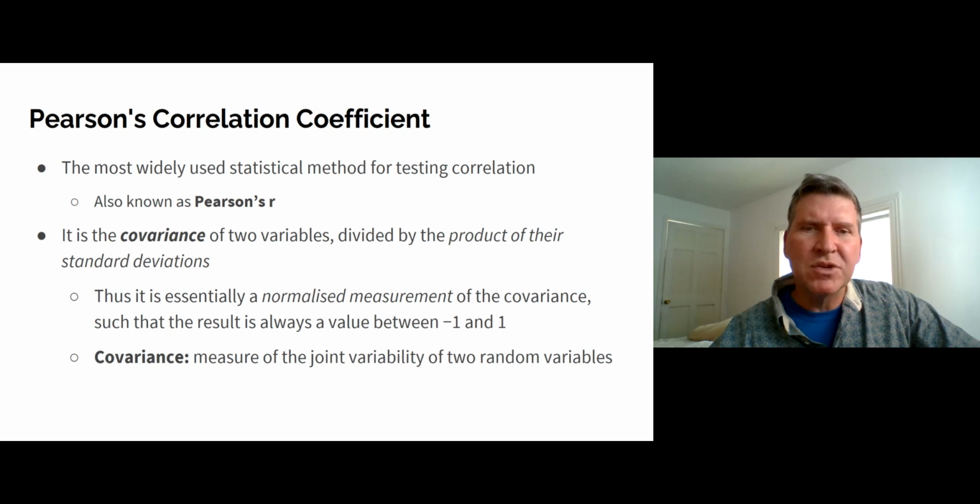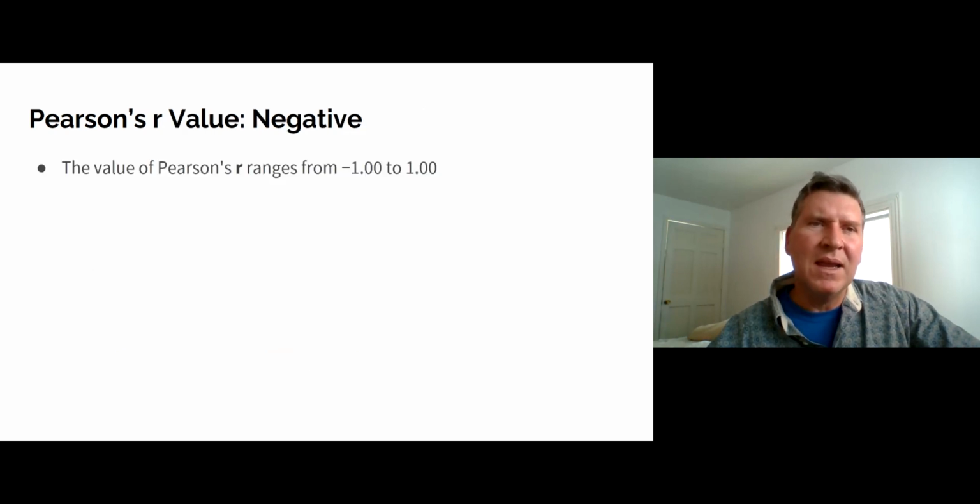Covariance is the measure of the joint variability of two random variables. So when we think about joint variability, it's discussing how when one changes, how does the other react? So you can think about it in two dimensions as x and y. First, let's talk about a negative Pearson's R value.